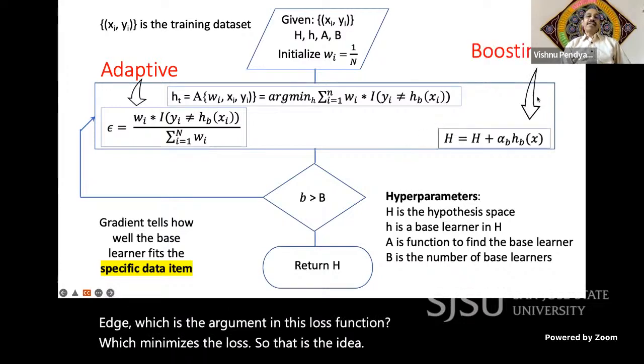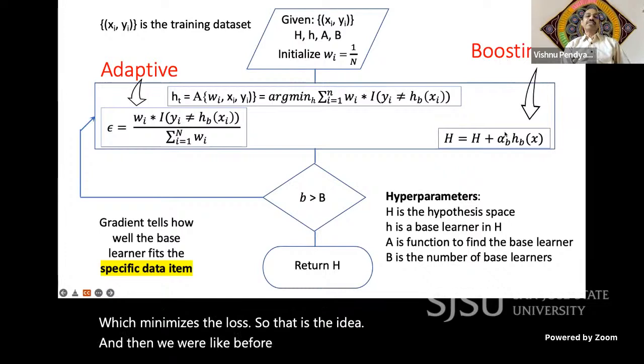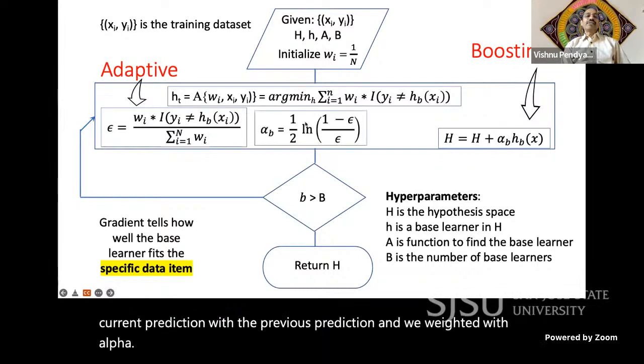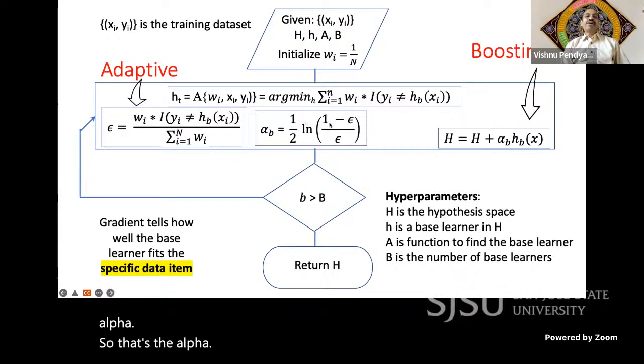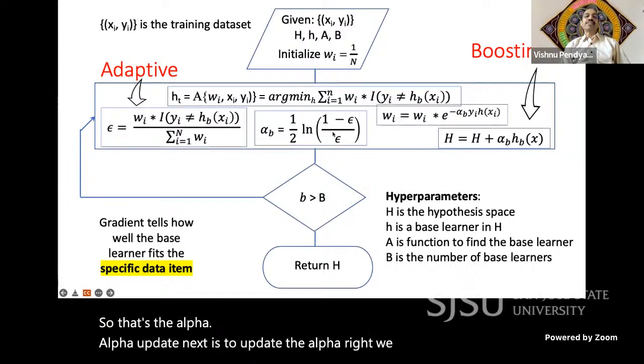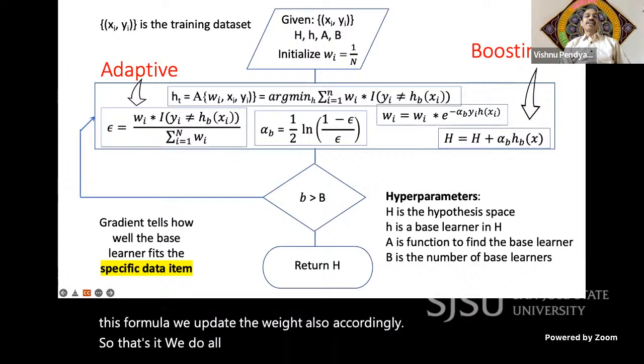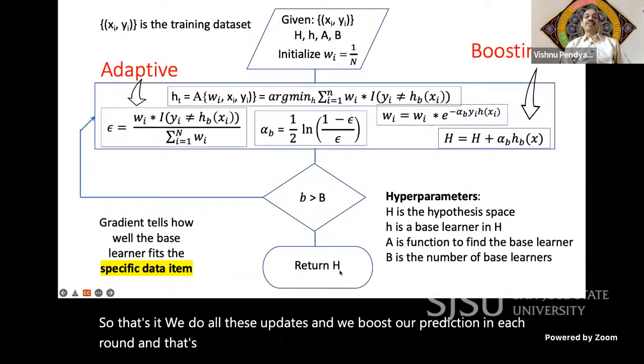And then, like before, we boost our performance by combining the current prediction with the previous prediction, and we weight it with alpha. So that's the alpha update. Next is to update the alpha, right? We update the alpha using this formula. We update the weight also accordingly. So we do all these updates, and we boost our prediction in each round. And that's it. Eventually, you return the value of H.